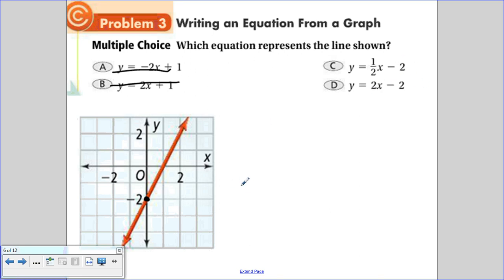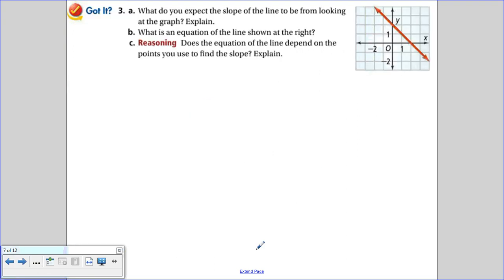Then the second thing is I wonder, what is my slope? What is my m? Slope is rise over run, so it rises 1, 2, and it runs 1 over 1. So that's a slope of 2, which means that D is the equation for this line. Okay.